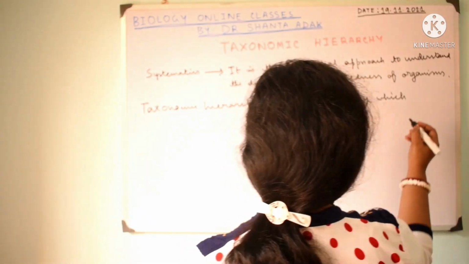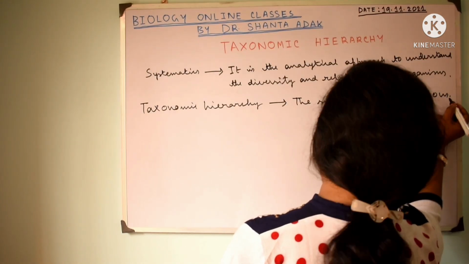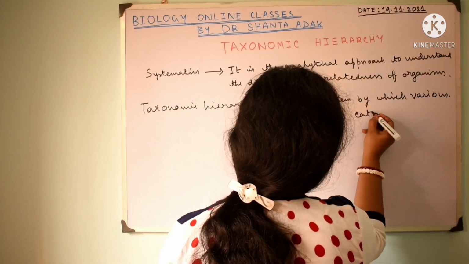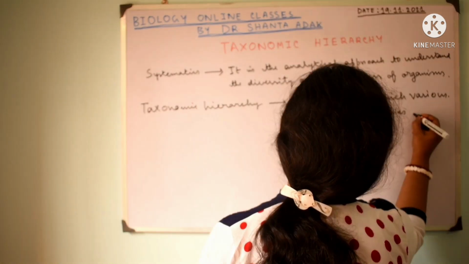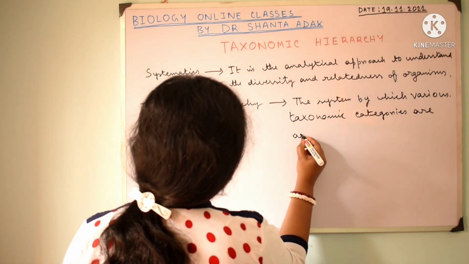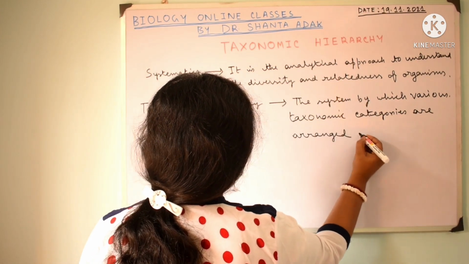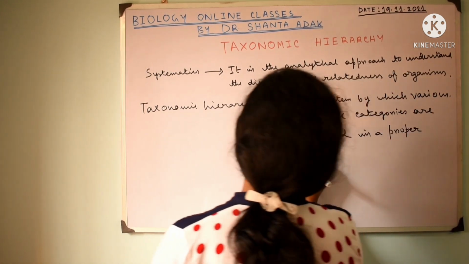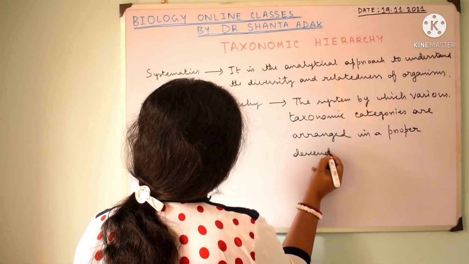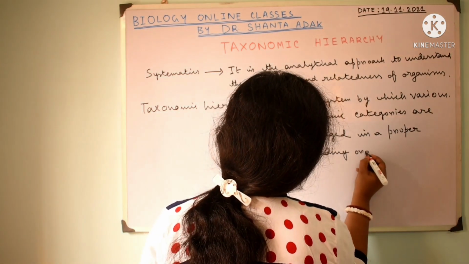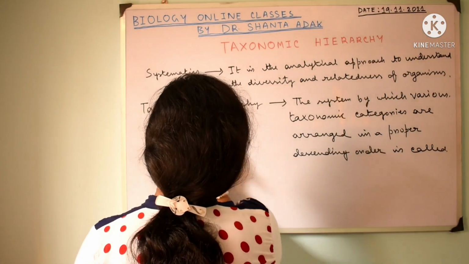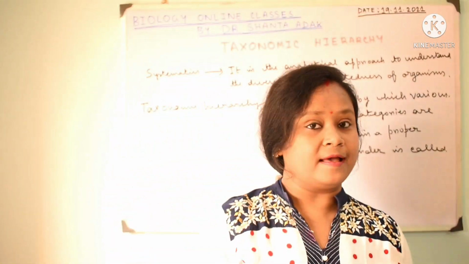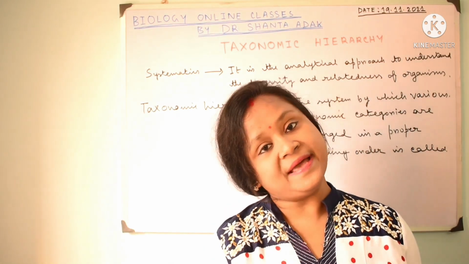The system by which the various taxonomic categories are arranged in a proper descending order is called taxonomic hierarchy. In this hierarchical system, kingdom is the highest rank and species is the lowest or basic rank.